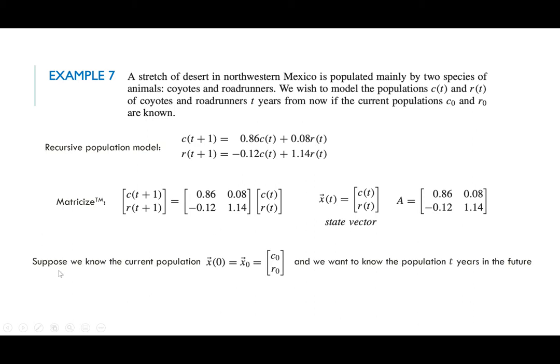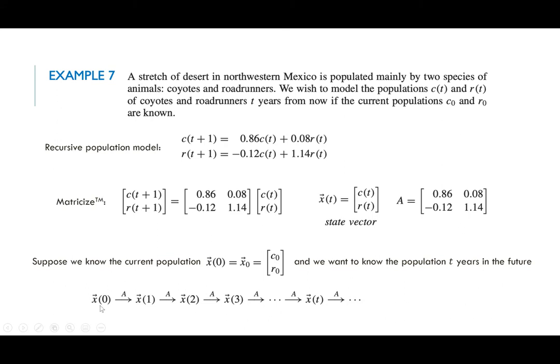And so suppose now we know the current population. So t equals 0 is now. Often this is just written x sub 0. So we know this population right now, C sub 0, R sub 0, and we want to know the population t years in the future.